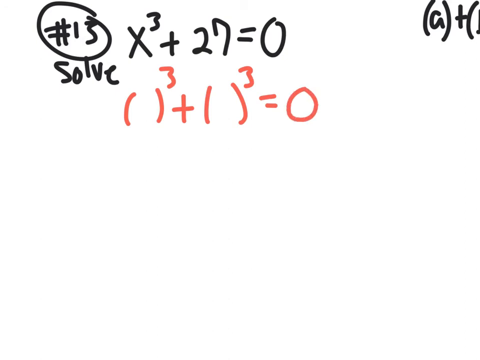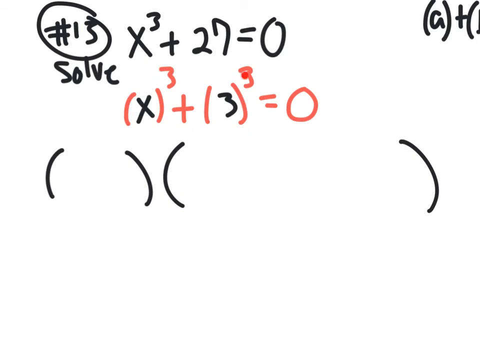That way we could identify what our A value is and our B value. So x is really our A value and 3 is really our B value. And again, once you have it set up and you know your A and your B, it's simply going to be a binomial times a trinomial. The binomial is exactly the same binomial you see here without the cubes. So it's simply going to be x plus 3.